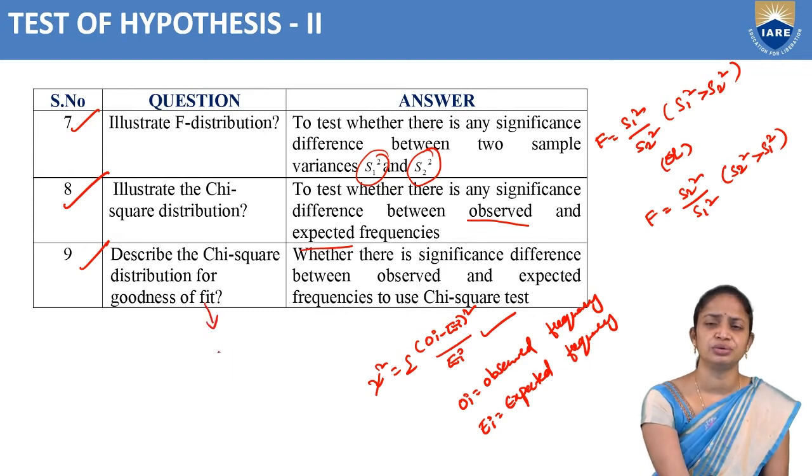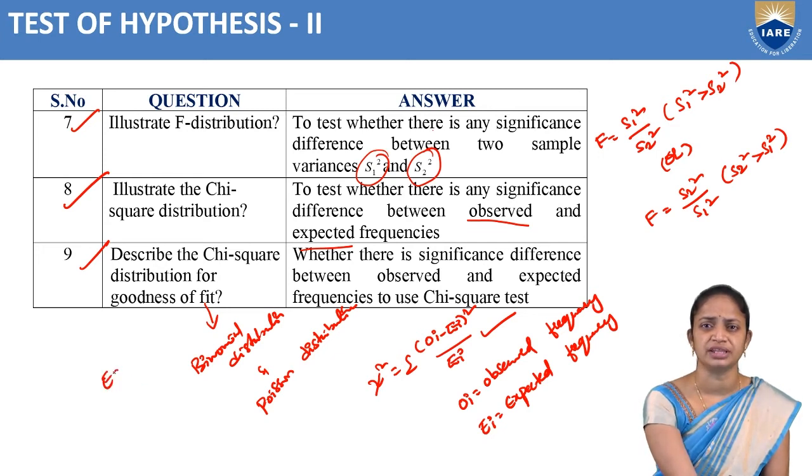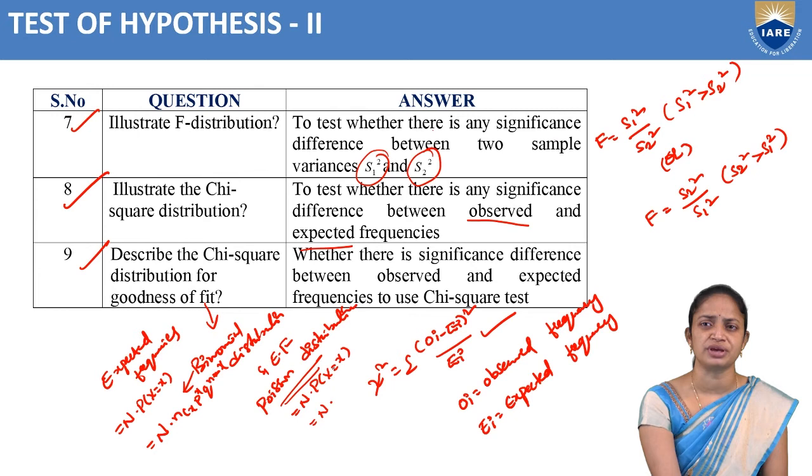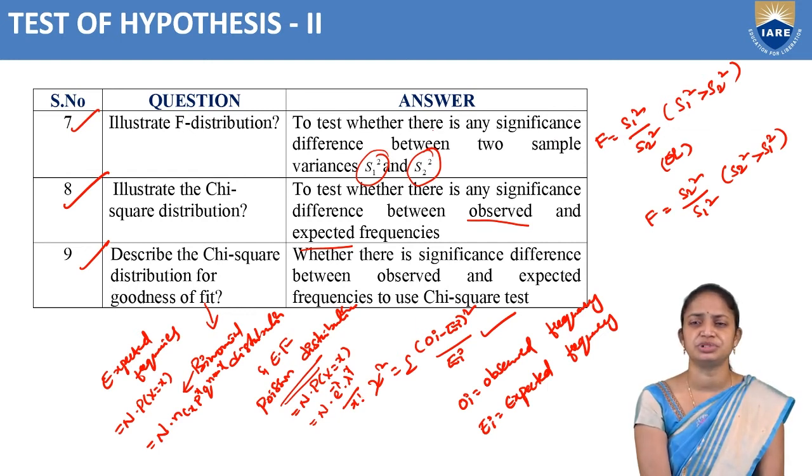Here we have to fit two cases. First one is we have to fit for binomial distribution, and also we can fit the Poisson distribution. So for the goodness of fit, we have to find the expected frequencies. The formula for expected frequency is n into P of X equal to x. If we are using the binomial distribution, then P of x is nCx p power x q power n minus x. If we want to find the expected frequencies for Poisson distribution, the formula is n into P of X equal to x, where we use the Poisson distribution formula, e power minus lambda, lambda power x by x factorial. So that is chi-square distribution for goodness of fit.